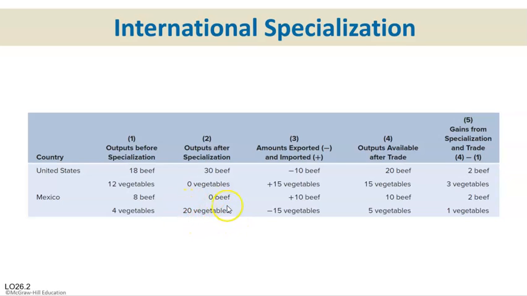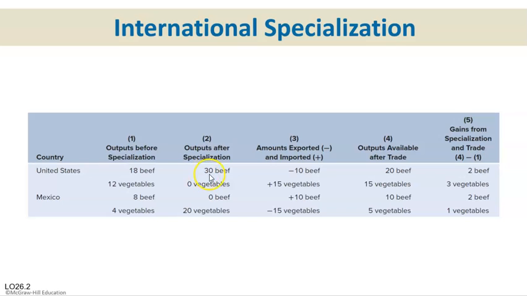So they're going to be using all their resources to make vegetables and not be making any beef at all. So since they've completely specialized, now they're going to trade. And they're trading at that ratio we looked at on the last slide. So one beef trades for 1.5 vegetables, or in this case, they're trading 10 beef, so that would go for 15 vegetables.